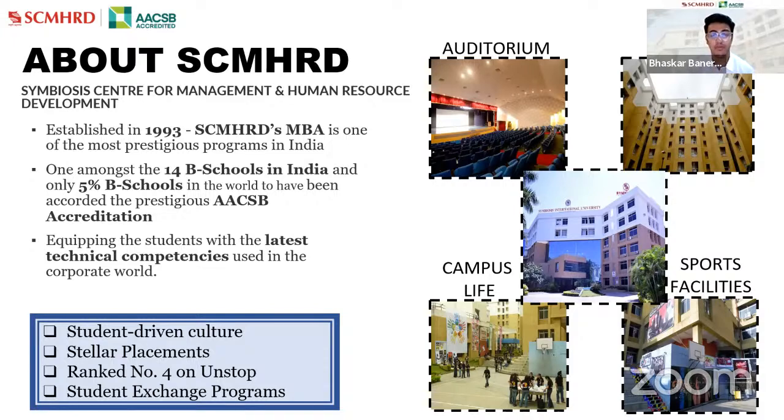SCMHRD is ranked number 4 on Unstop. Now, you guys might be thinking what Unstop is. Unstop is basically a case study platform where students from the top B schools in India participate and take part in various case study competitions. Students across the country compete with each other, and we are proud to say that SCMHRD has been ranked 4th in order of winning those competitions across the country.